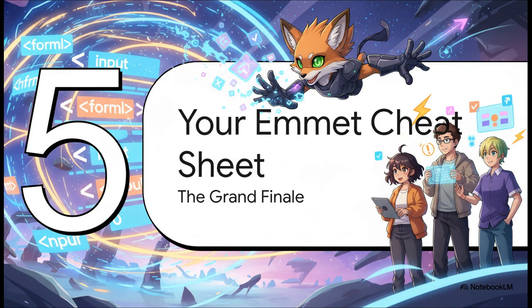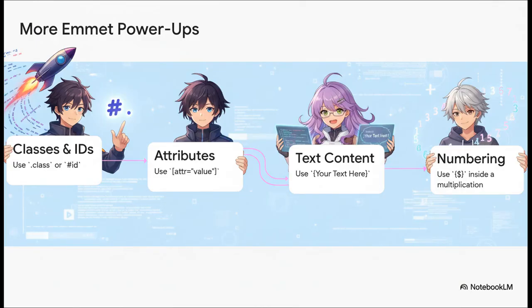Okay, so you've seen the basics, right? But believe me, Emmet is way more powerful than just that. Let's do a quick run-through of a few more power-ups you can start using, like, today. Want to add a class? Just use a dot. Need an ID? Use a hash. You can add any custom attribute you want with square brackets. You can even put text inside your tags with curly braces. And if you're making a numbered list, the $ sign is your best friend. It'll number them for you automatically.